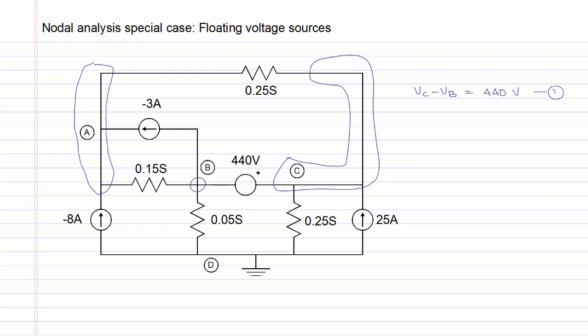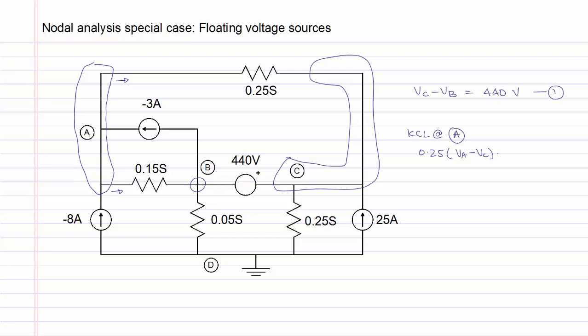The current direction for the current sources is given and we have no choice. For the direction of current through the conductances, we will assume that the currents are leaving node A through the two conductances as shown. And KCL at node A will give us current leaving through the 0.25 Siemens conductance will be 0.25 multiplied by VA minus VC.